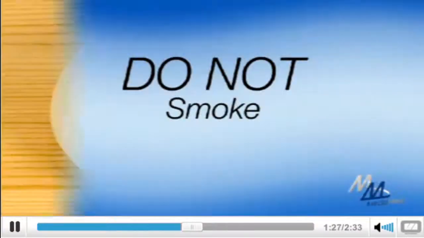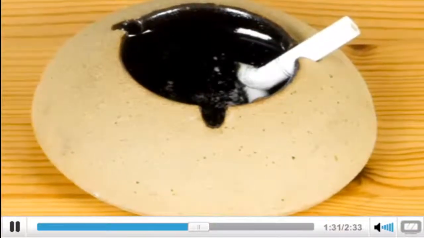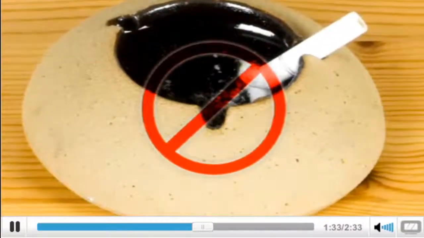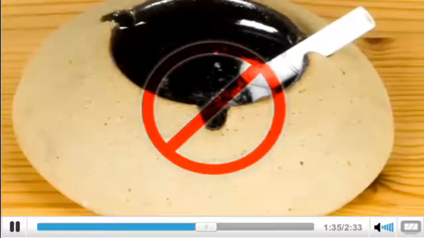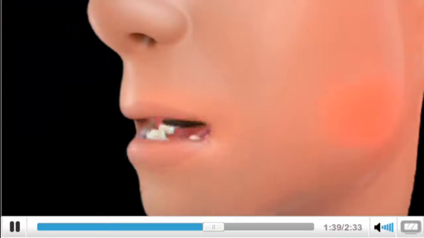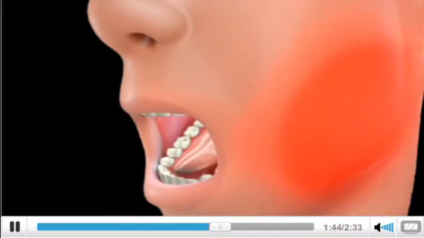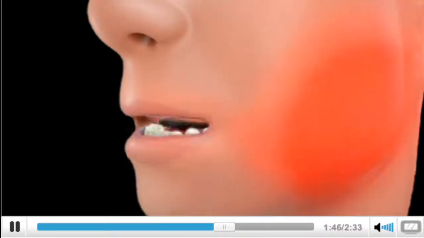Do not smoke. It is important that you do not smoke for at least 24 hours following the extraction, as smoking promotes the likelihood of bleeding and further delays the healing. Smoking may also cause the dry socket. Sometimes you may experience discomfort when opening your mouth. This is due to muscle spasm or trismus, which usually heals on its own in a few days.